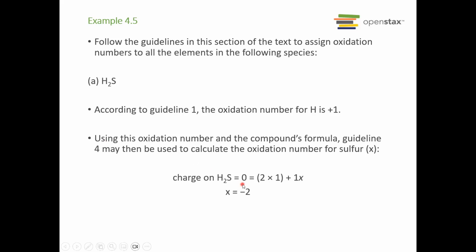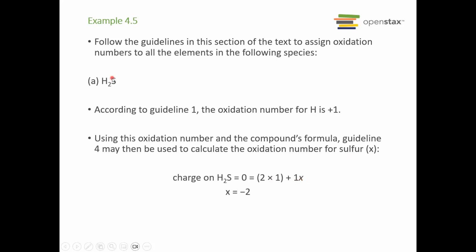So with this, we can set up a little bit of algebra. It's got to equal 0, just because this compound is neutral overall. And then we've got 2 hydrogens that are each +1, so we've got 2 times 1. And then we're representing 1x for that single sulfur there. If we had 3 sulfurs, that wouldn't work for this formula, but if we did, then we would have 3x. Since we just have the 1 sulfur, we've just got 1x.